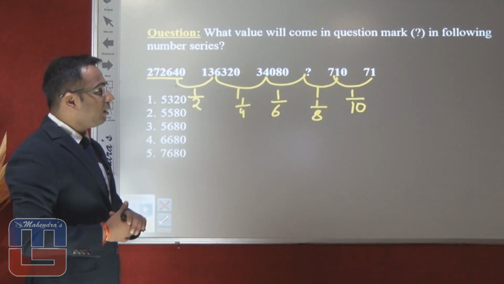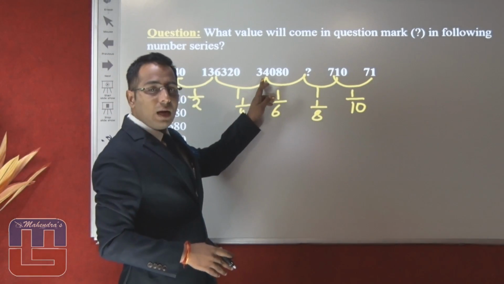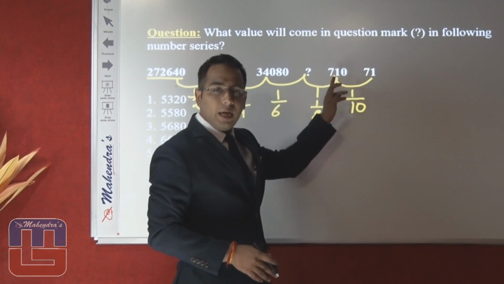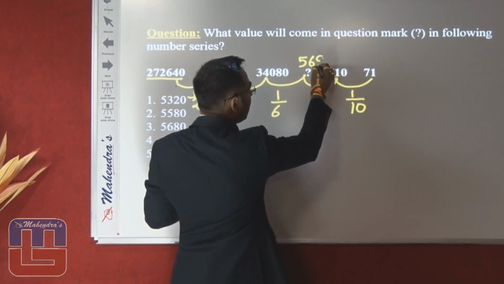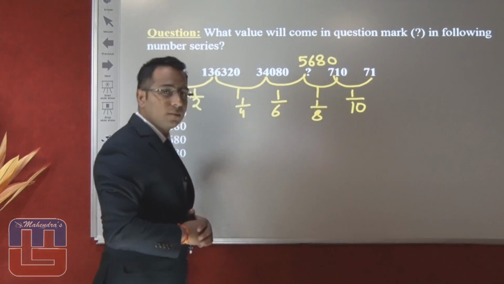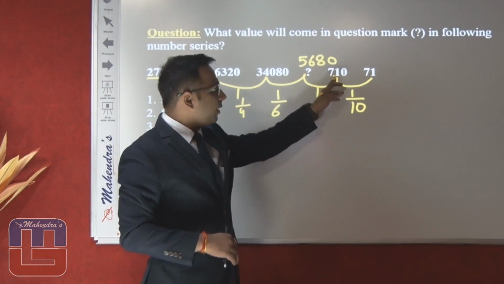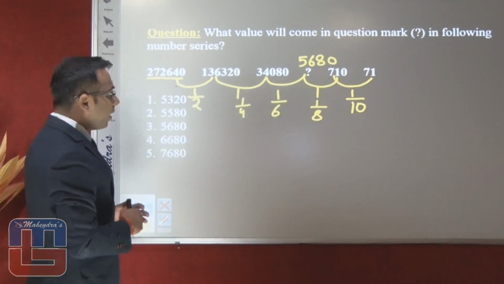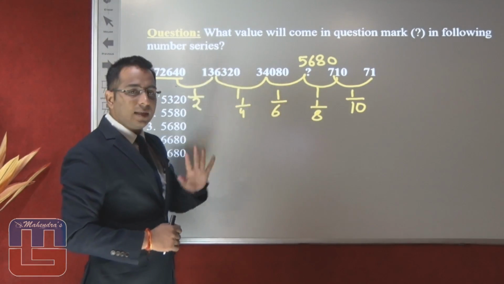Now we have to get the missing number. You can divide this number either by 6 or you can multiply by 8 here. In both cases, what we will get? We will get 5680. Because when we divide 5680 by 8, we will get 710. Or what you can do, you can divide 34080 by 6.